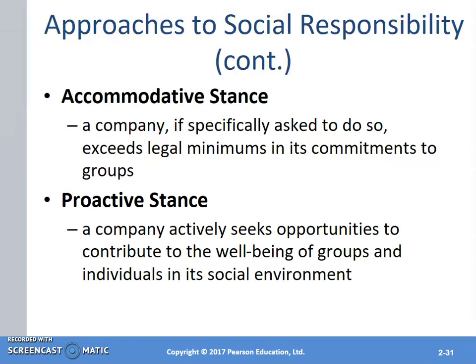Okay, the highest one is the proactive stance, where the company actively seeks opportunities to contribute to the well-being of the group and individual in its social environment. Proactive stance means that the company consistently contributes to social responsibility. For example, in the program Bersamamu, you can see that some companies continuously contribute, like Beras Faiza. This company we call the proactive stance. They consistently contribute to the social society.